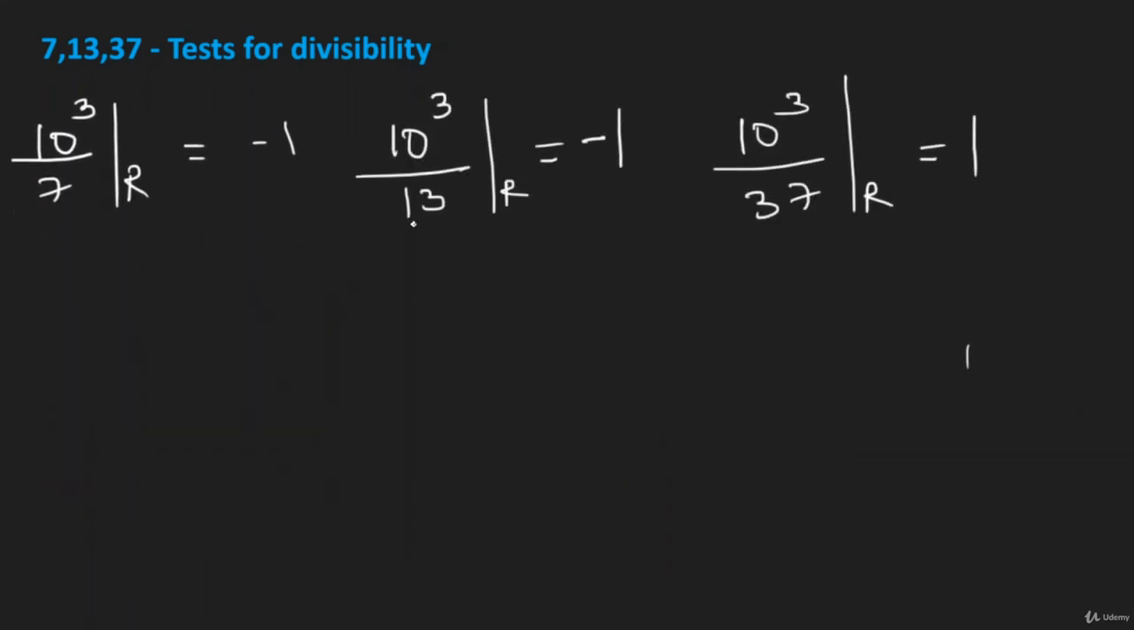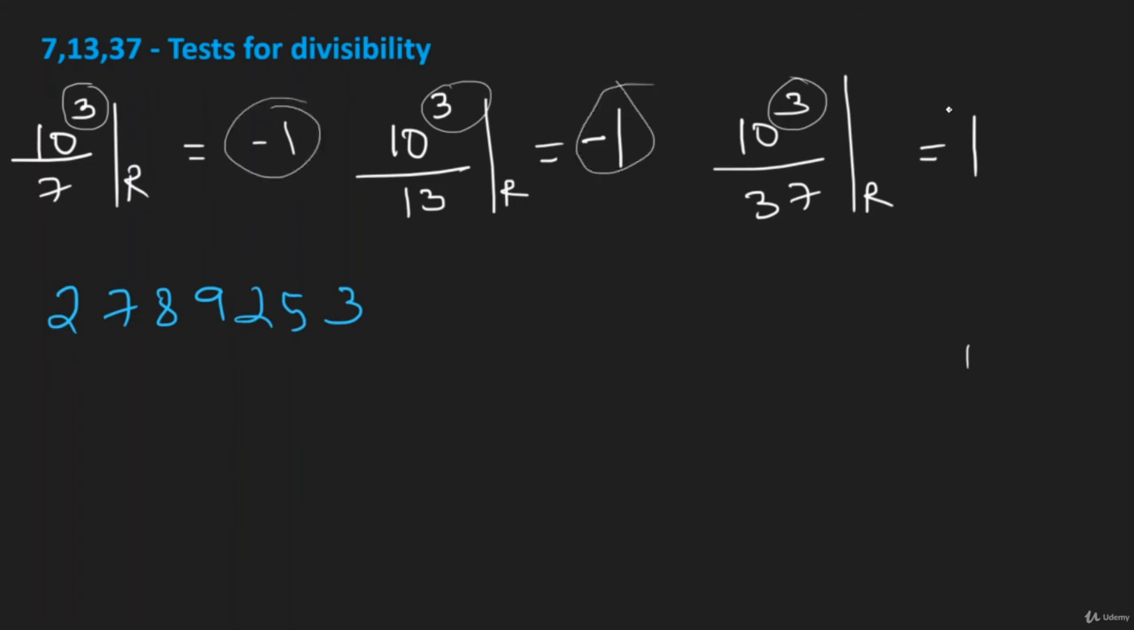Now, using this, we can easily find the remainder of a number. Let's say take an example, 2789253. Now, because in these cases we are taking the power of 3, right? In all the three cases, it's with the power of 3 that we were able to arrive at minus 1, and 1, in the case of 7, 13 and 37 respectively. Therefore, we have to divide this number into triplets. So I take 3 digits at a time and I start from the right to the left, okay? So I can draw a line over here and a line over here.